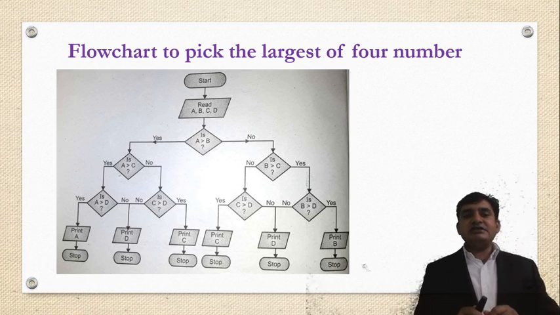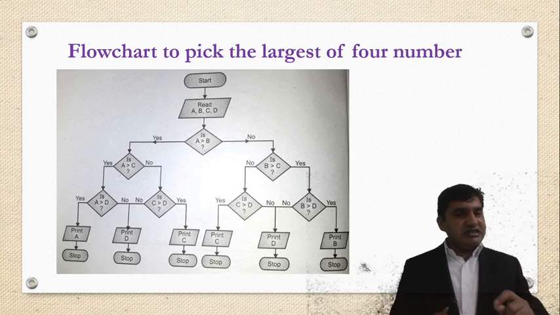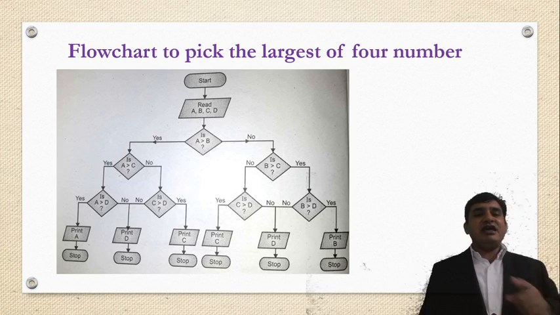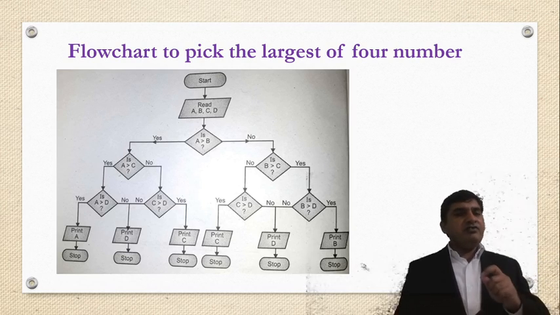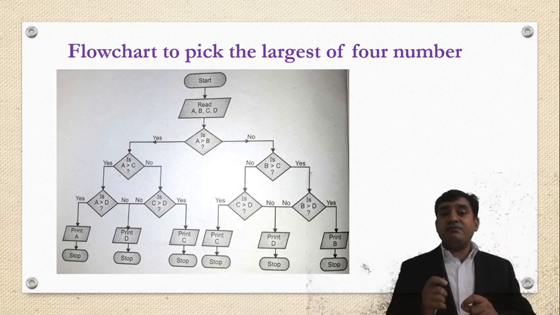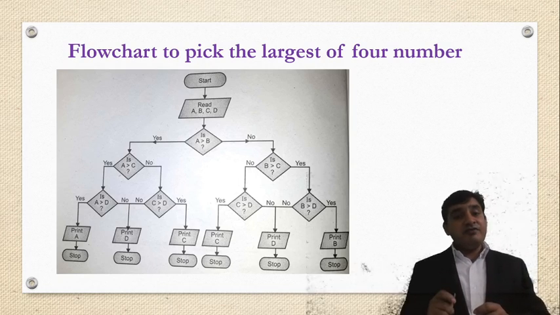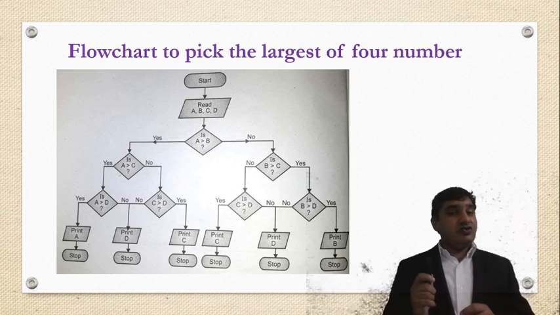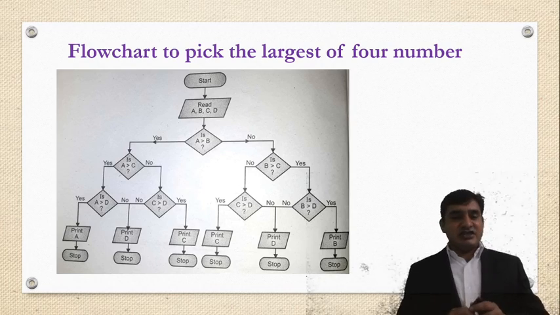Is A greater than C? If yes, check third condition. Is A greater than D? If yes, then print A is the largest number. Okay, but when we check the condition, that is A greater than B, if this condition is false, or A is not greater than B, check the second condition.